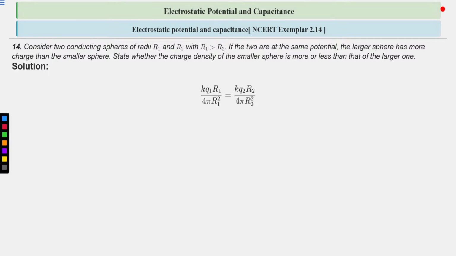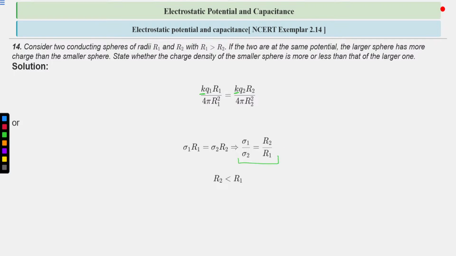So now this thing we have achieved, or we can write now q1 upon 4 pi r1 square is sigma 1. K and K will cancel out from both sides. Then q1 upon 4 pi r1 square is sigma 1, and q2 upon 4 pi r2 square is sigma 2. So sigma 1 r1 equal to sigma 2 r2, and after rearranging, sigma 1 by sigma 2 equal to r2 by r1.